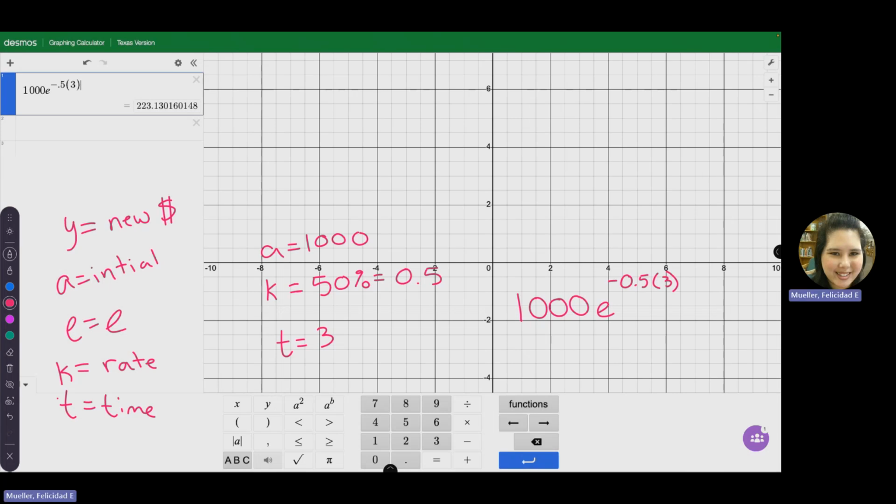And let's see, does it say how to round? It does not tell us how to round. So I'm going to do 2 decimal places. So the new value of this bike after 3 years is only $223.13. So that's the depreciated part of it.